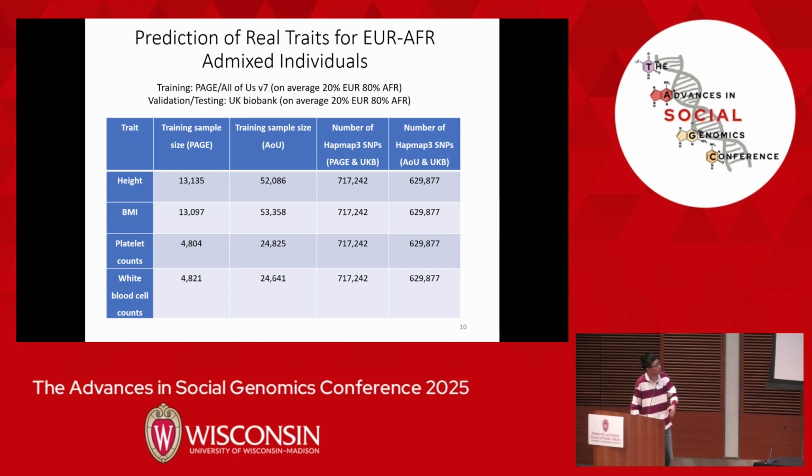And these are the 4 traits we have in common in all these 3 data sets. We can see that first, the sample size of All of Us is much bigger than PAGE, but the SNPs, because we're using the intersection of the whole genome sequencing with HapMap3 SNPs, are actually a little bit lower than PAGE.